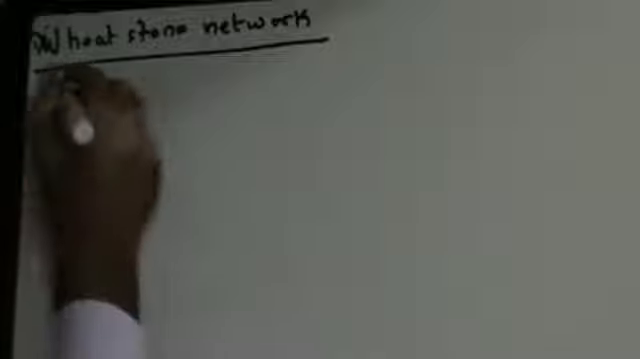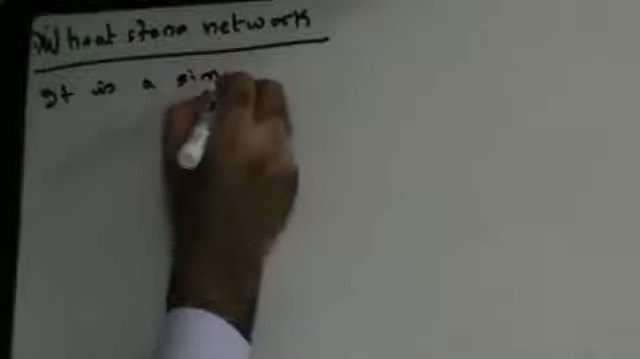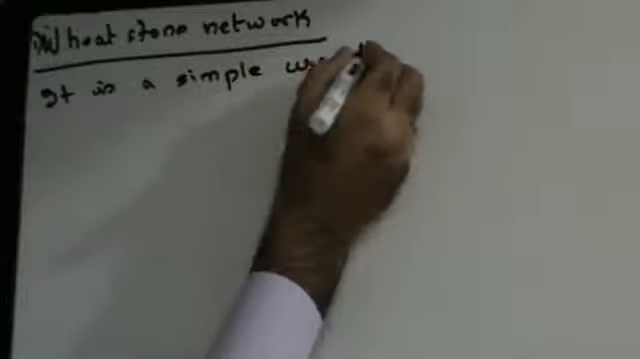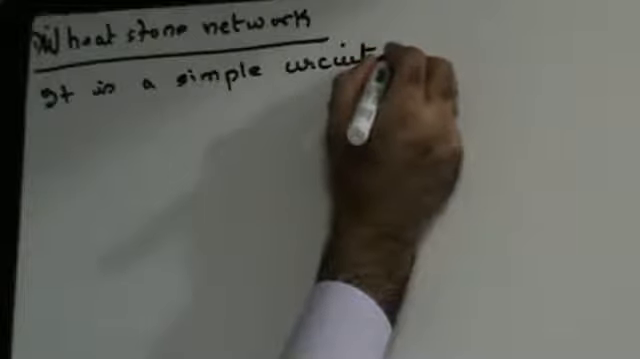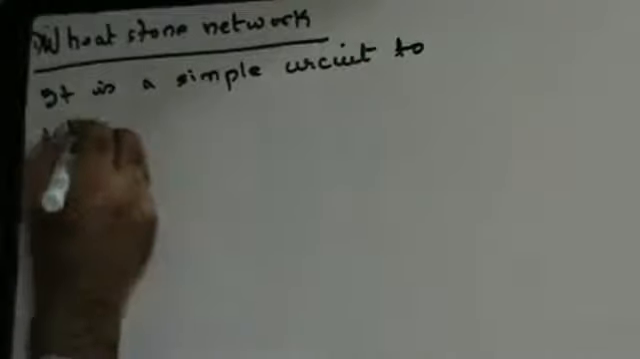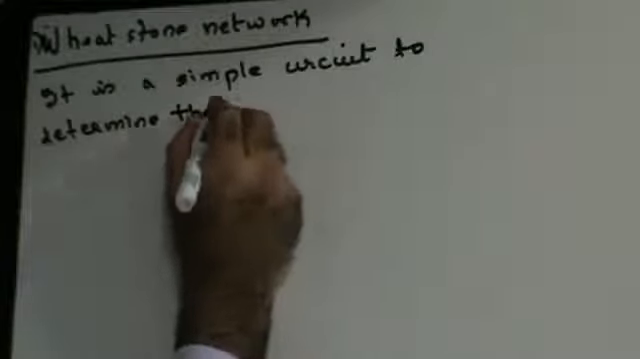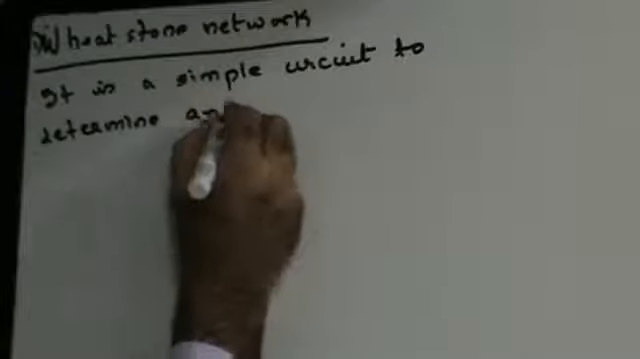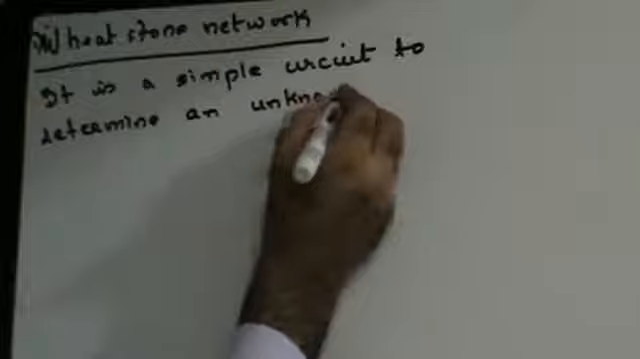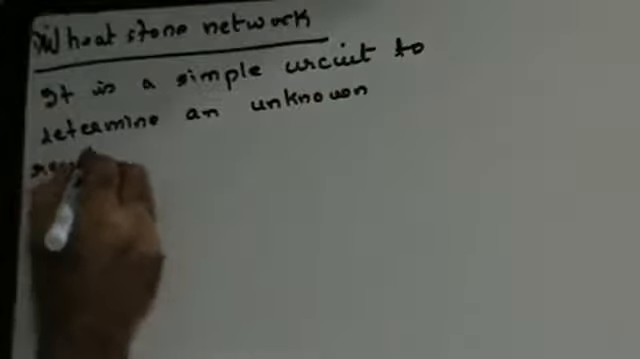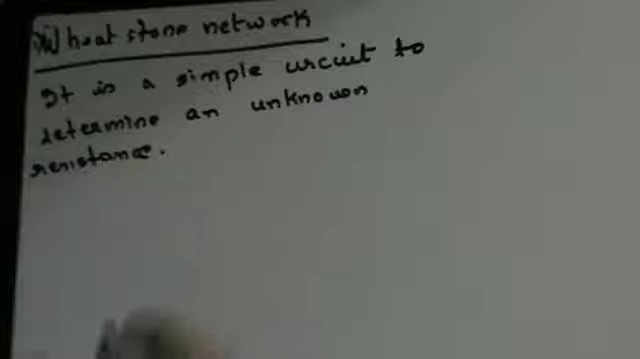Now, what is a Wheatstone network? A Wheatstone network is a simple network device to know the value of an unknown resistance. It is a simple circuit to determine the value of an unknown resistance. Right? Now, what does it consist of?